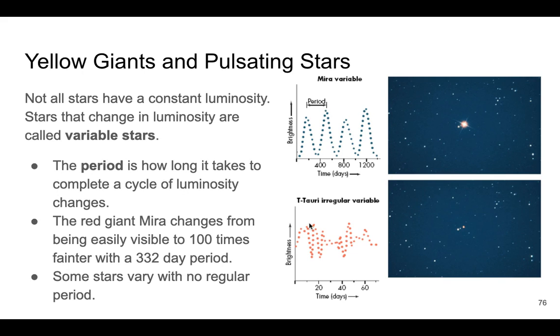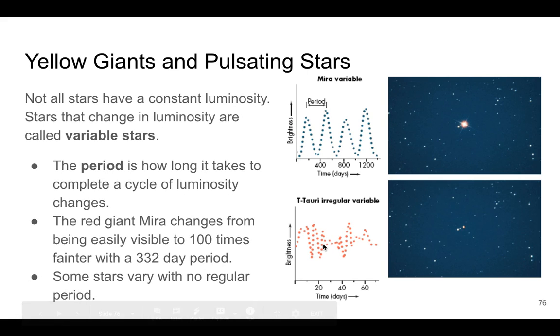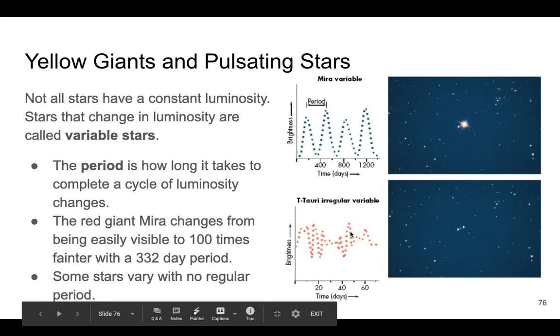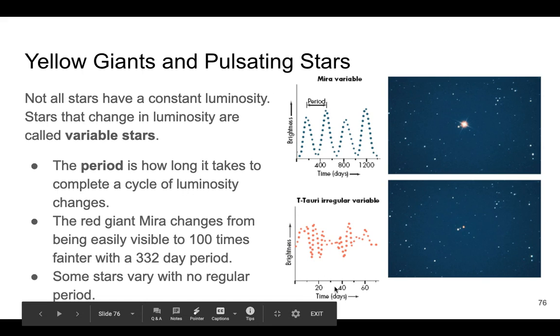You also have some stars that get brighter and dimmer, or more and less luminous, really, but they don't do it in a very nice way at all. So these guys are just irregular. So a T Tauri irregular variable is a different one. And these ups and downs are happening on a faster time scale. So, days and weeks, not hundreds of days.